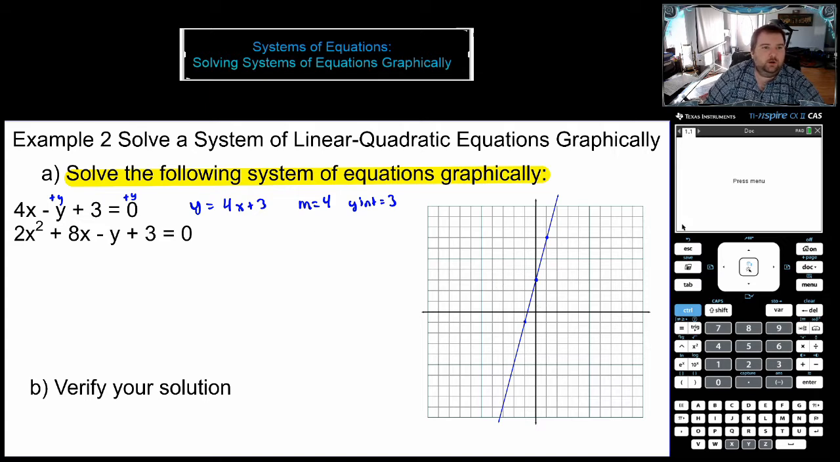Let's go ahead and work on the second one now. So we'll do this in red. And let's isolate y again. So we're just going to add y to both sides. And that's going to give us y equals 2x squared plus 8x plus 3. And now this, we can plot some points from this immediately. But what I might do is put it into vertex form.